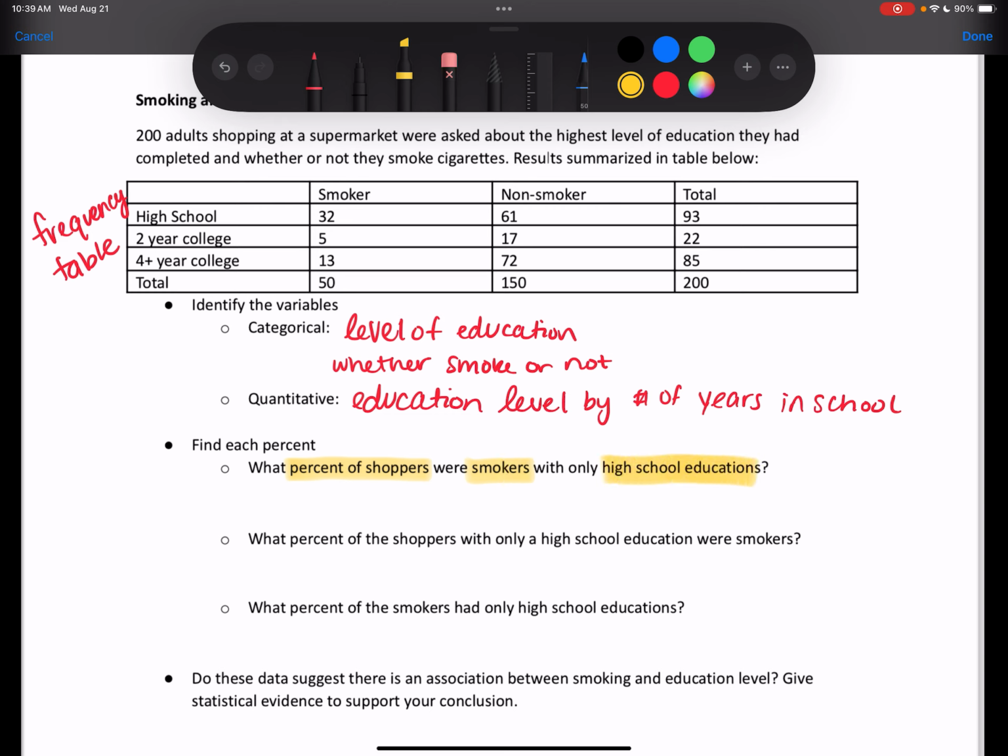So 32 out of 200 is 16%. How did you find that? Because 32 over 200. Yep. So the key is what percent of shoppers. Out of the total number of shoppers, which is 200, 32 were smokers with a high school education. So 32 out of 200, which is 16%.